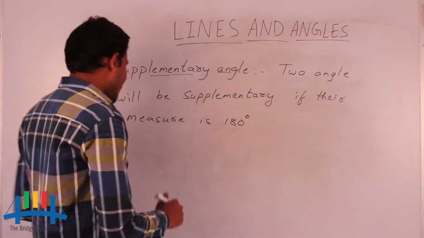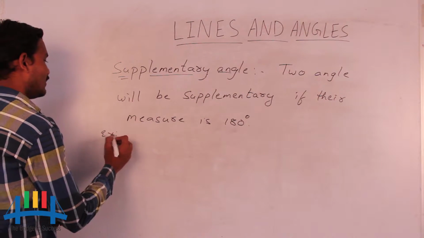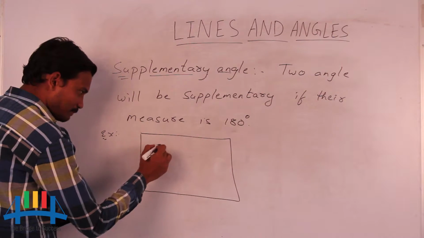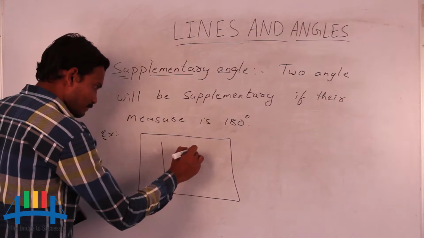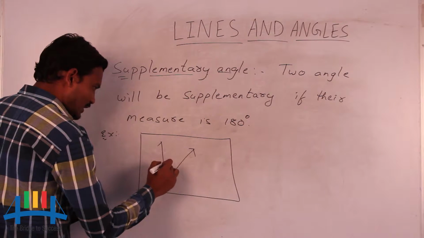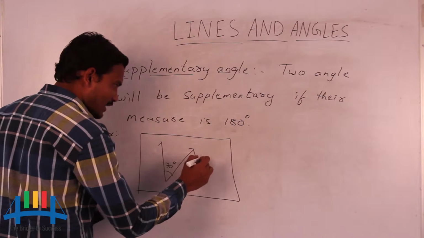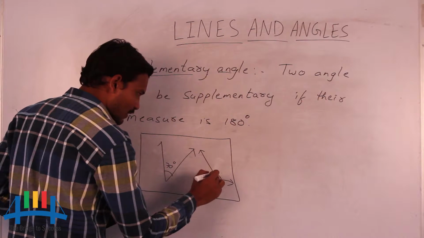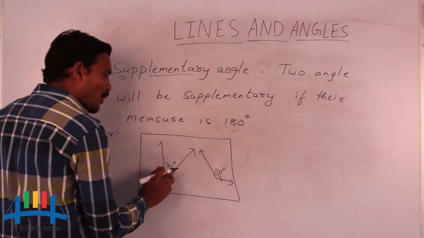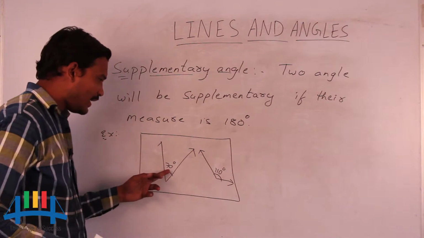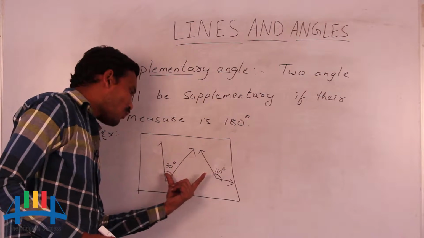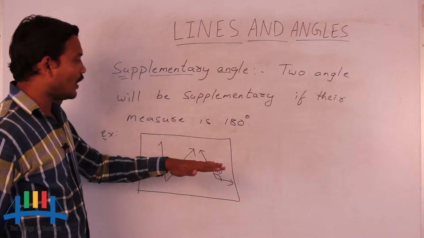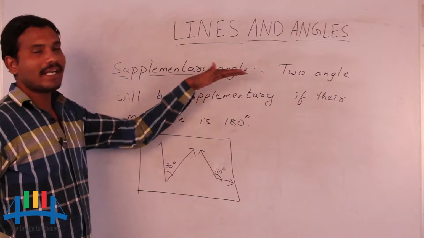So for example, I will consider here two angles, one angle is 70 degrees and one angle is 110 degrees. So the sum of both angles, here we have 70 and here we have 110. The sum of both angles, 110 plus 70, is nothing but 180 degrees. So we call these both angles supplementary angles.